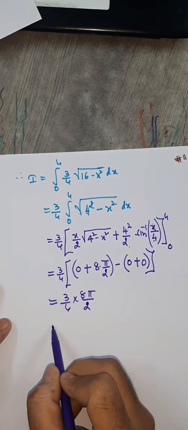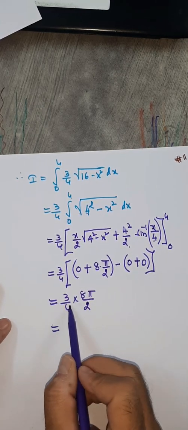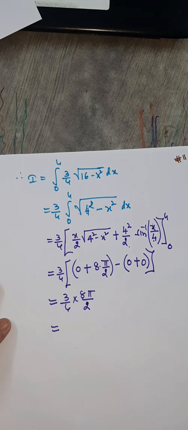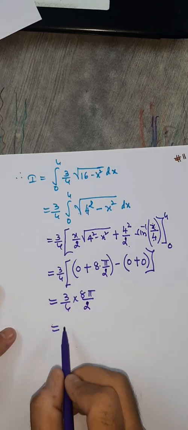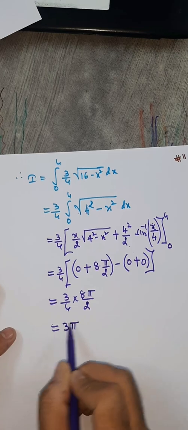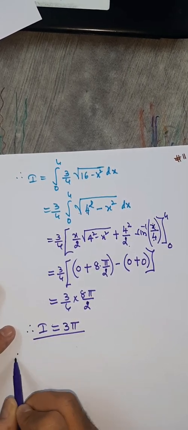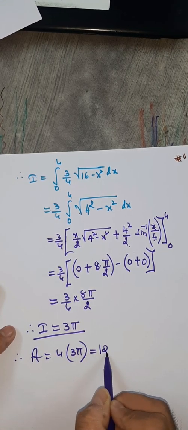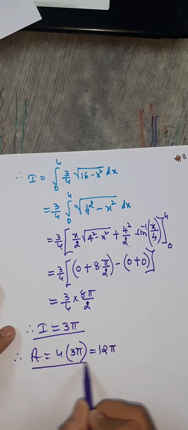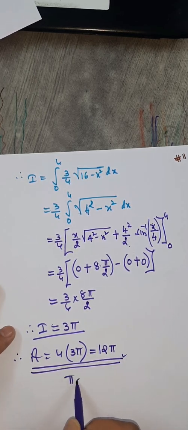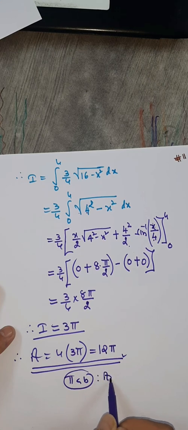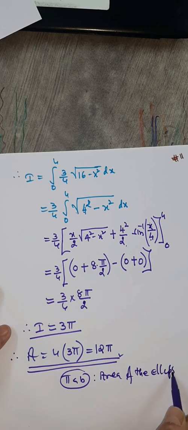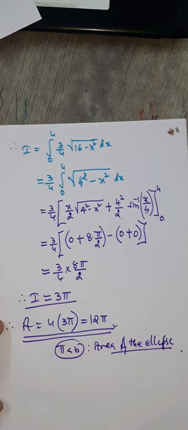Fine. So over here, the 4 and the 2's get cancelled. So you are just getting 3 pi from this, and therefore area equals 4 times 3 pi. So you have 12 pi. That's what you had expected, because you knew this formula pi AB, the area of the ellipse. Right, we did it by integration here, remember.